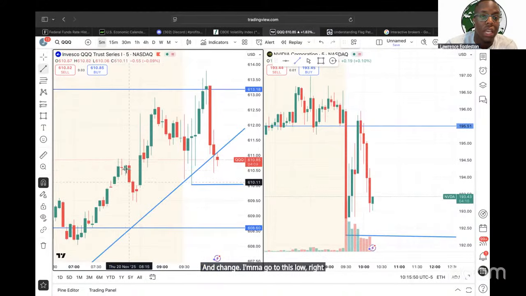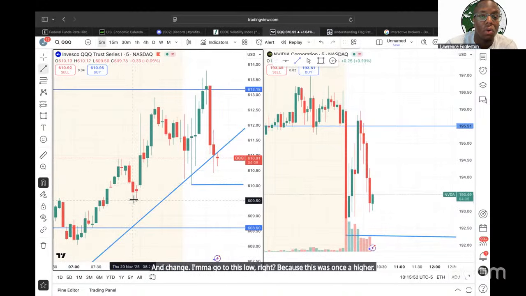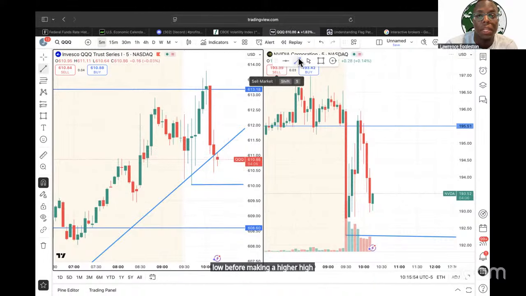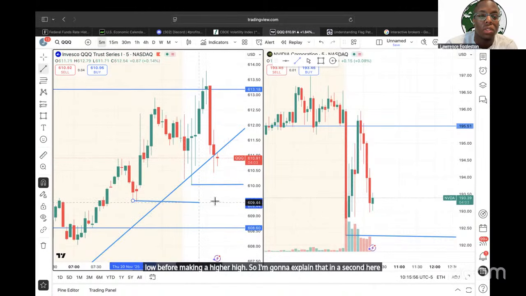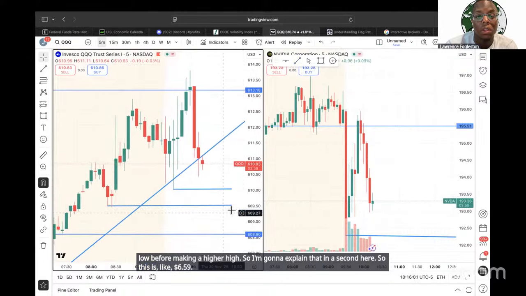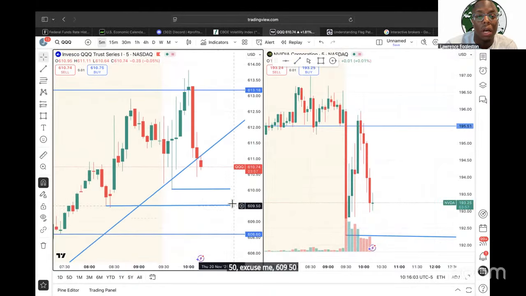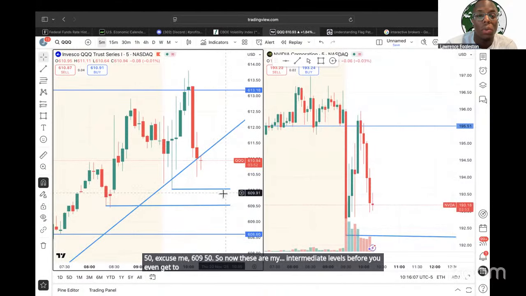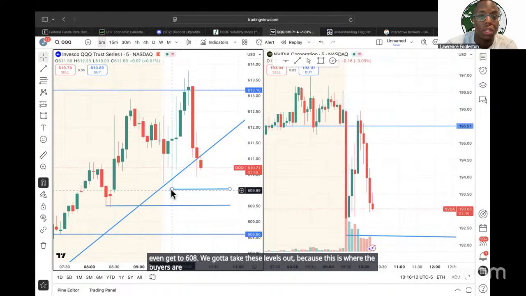Because this was once a higher low before making a higher high. So I'm gonna explain that in a second here. So this is like 609.50. So now these are my intermediate levels before you even get to 608. We got to take these levels out because this is where the buyers are at. This is where the liquidity is lying.